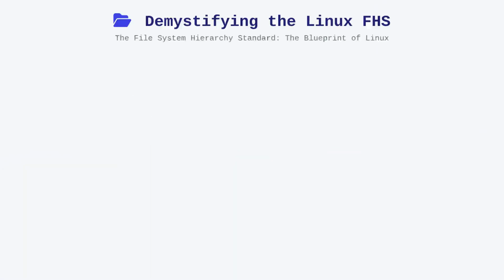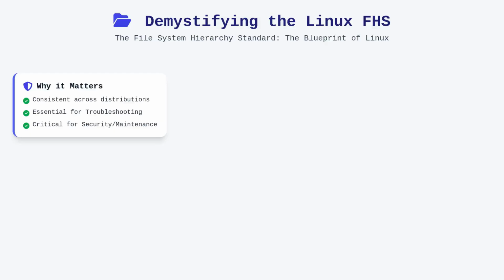In this chapter, we will demystify the Linux file system hierarchy standard, commonly referred to as the FHS. Understanding where files live is not just a matter of convenience, it is a fundamental requirement for troubleshooting, security, and administrative maintenance. The FHS provides a consistent structure across distributions, ensuring that if you learn the layout here, you can find your way around almost any Linux environment.